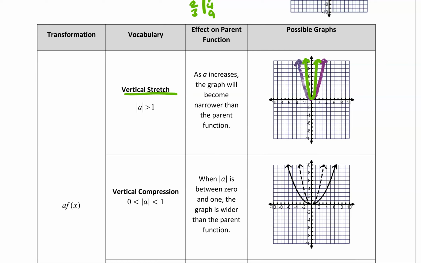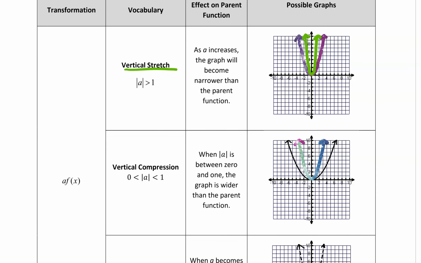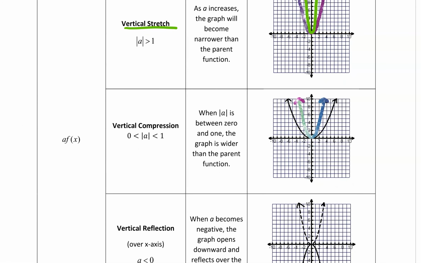So I'm going to go through and highlight my next parent function here. So if I notice, there's the parent function, but if I look at this graph and I think, hey, what happened to this? Going from this rainbow function to this second function that's written here, what happened was a vertical compression. A compression means that the absolute value of a, so the positive value of a, is between 0 and 1.